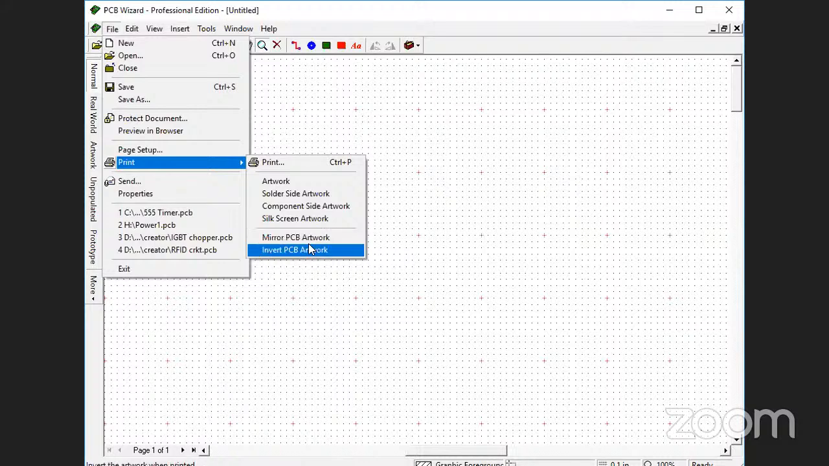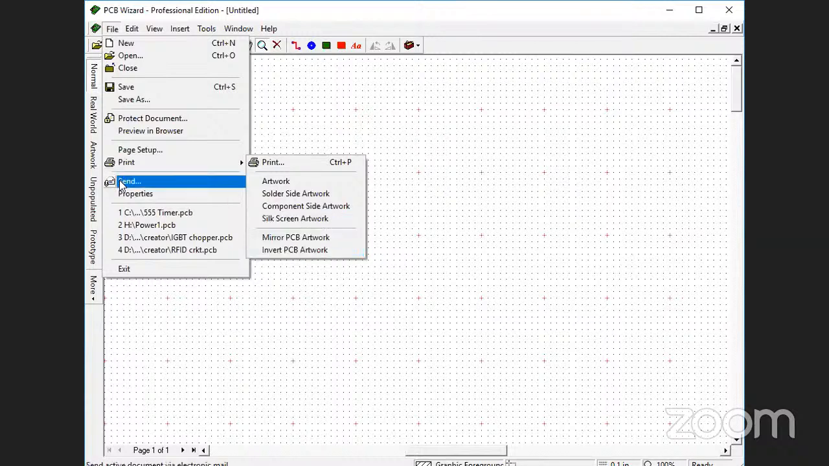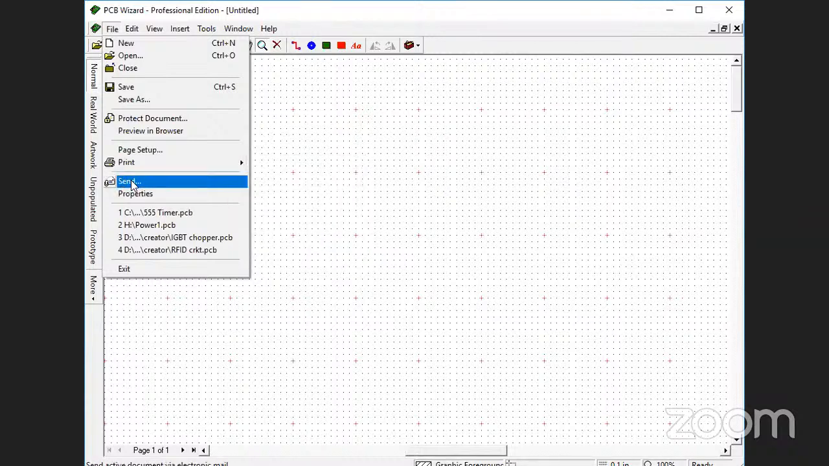And invert PCB artwork, if you want to make an inversion of that, let's say the tracks are in a certain color, and if you want to invert it, you can do that. That means the complementary, if you want to do that, you can do it from here, right? After that, if you want to mail the particular file directly through this software itself, you can do it from here.